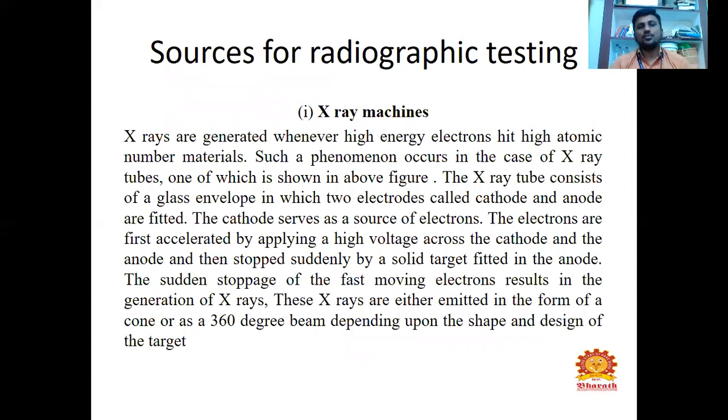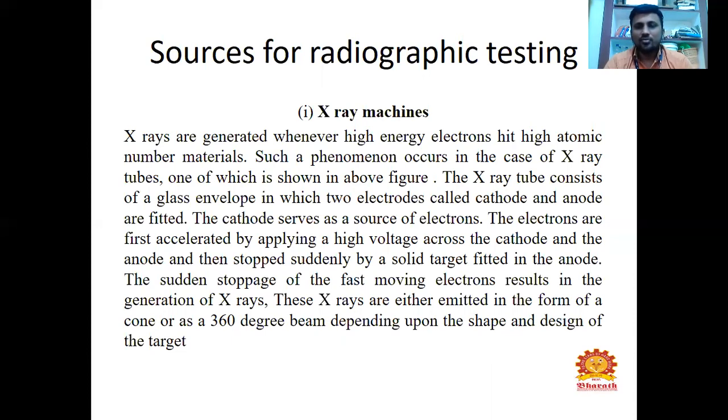Then, sources of radiographic testing. The first one is the X-ray machine. The X-ray machine is one of the radiographic testing equipment. Here we are going to see how it works and the process. X-rays are generated whenever high energy electrons hit high atomic number materials. Such a phenomenon occurs in the case of X-ray tubes, one of which is shown in the above figure.